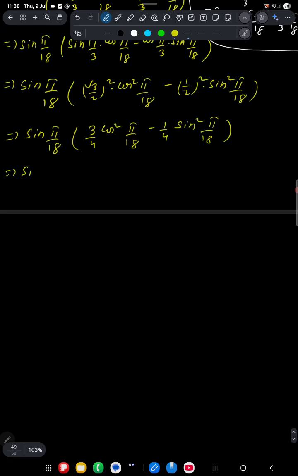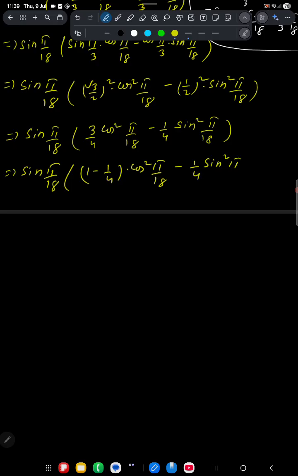So we can write sine pi by 18, and 3 by 4 can be written as 1 minus 1 by 4 cos square pi by 18. I am doing it because in the next step we will get a simpler expression. For that I have done this substitution.